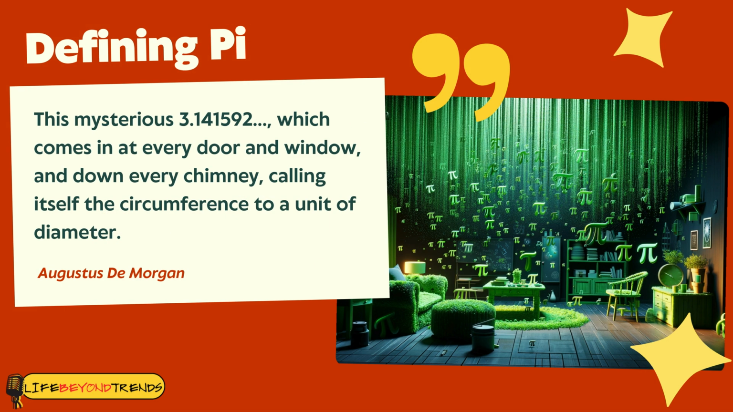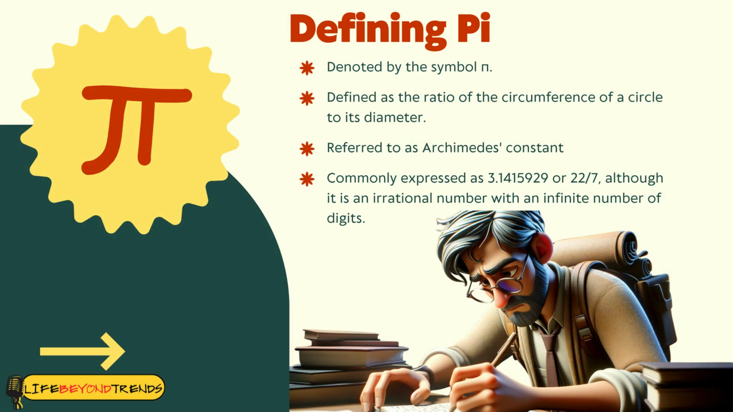Augustus de Morgan poetically described pi, the mysterious 3.141, as infiltrating every mathematical conversation. While not discovering pi himself, de Morgan highlighted the importance of precisely defining mathematical constants. He marveled at pi's omnipresence, a constant sneaking in at every door and window, and down every chimney, a relentless visitor binding the circumference of a circle to its diameter with an eternal thread. De Morgan depicted the universal nature of mathematics, where pi serves as a cornerstone.